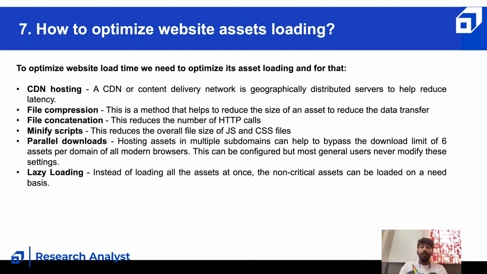Okay. In parallel downloads, hosting assets in multiple subdomains can help to bypass the download limit of 6 assets per domain of all modern browsers. This can be configured, but most general browsers never modify these settings. So basically, if you want parallel downloads, you will have to allow multiple downloads in the browser. If you allow multiple downloads, it will allow up to 6 assets per domain at the same time.